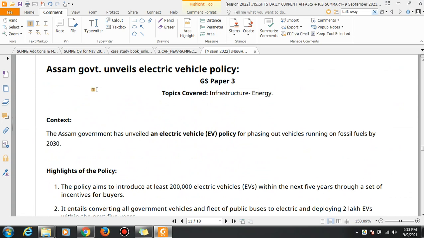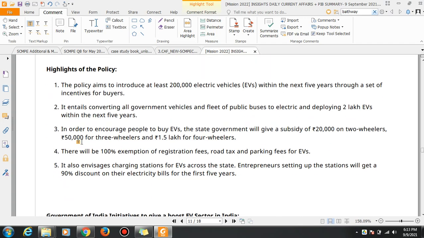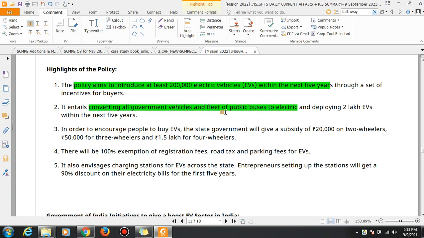Assam government unveils the electric vehicle policy. The Assam government has unveiled the electric vehicle policy to phase out vehicles running on fossil fuels by 2030. Highlights of the policy: it aims to introduce at least 2 lakh vehicles within the next 5 years with a set of incentives for buyers. It entails converting all government vehicles and the fleet of public buses to electric.